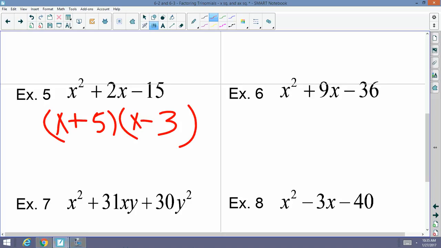Correct. If you reverse and you went x minus 5 times x plus 3, then you'd have a negative 15 here, but you'd have a negative 2 there. Next, 6x squared plus 9x minus 36.